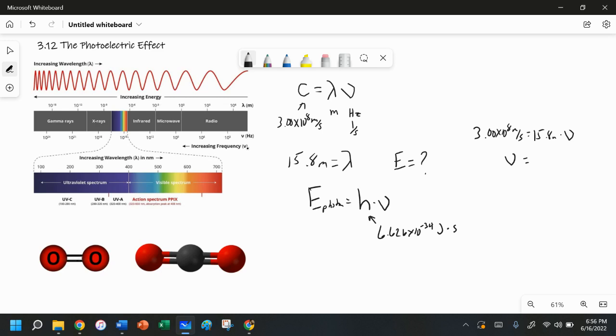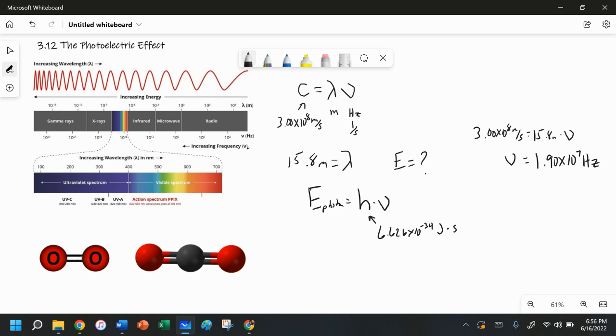1.90 times 10 to the 7th hertz. Now I'm going to leave the entire number on my calculator. It's a much longer number, more decimals. I'm going to leave that on my calculator and round at the end, but just for simplicity here, I'm rounding right here. So we have the frequency now.